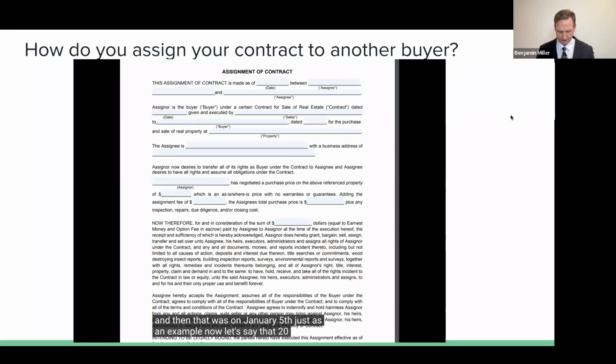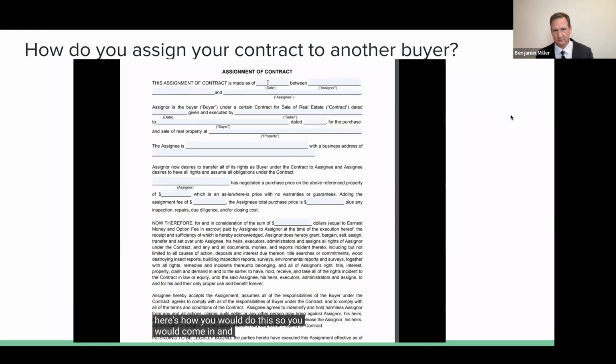Now, let's say that 20 days have passed and you have found an end buyer, another investor that has money, and you don't really want this asset anyway. So you want to sell your contract to the other investor and have the other investor pay you $10,000. For the other investor, it's still a good deal because the property's worth $100,000 and they're able to pay $75,000, so they still got $25,000 in equity. It's a good deal for you because you got $10,000 and you didn't have to do anything except sign some papers. So here's how you would do this.